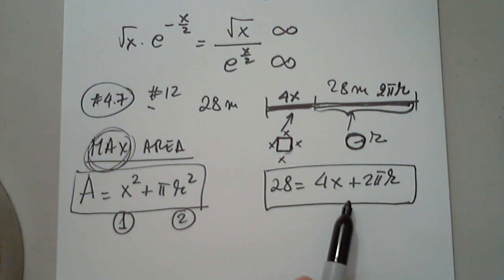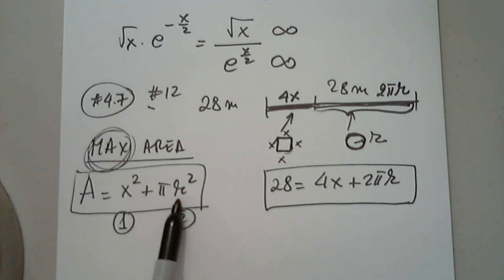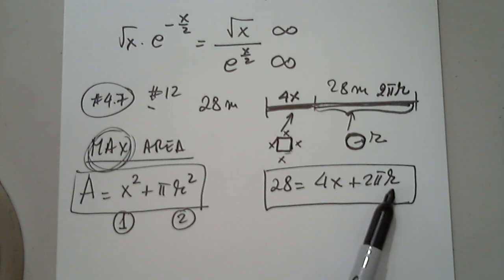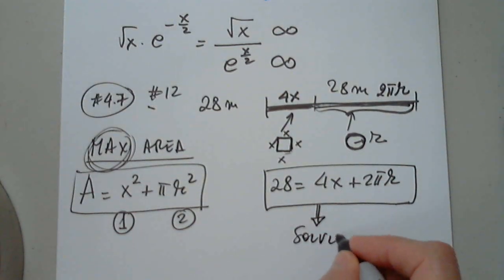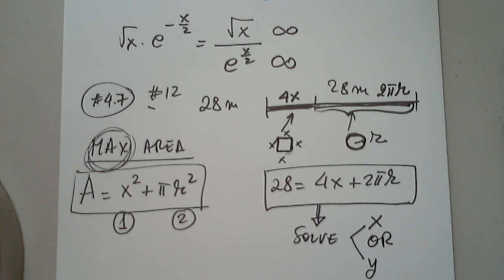Now we only have to make a decision. Do we want to get rid of x or we want to get rid of r? Whatever is easier. It doesn't matter. They're both linear. So you tell me what you want to get rid of, because from here, we must solve for x or y. I'm sorry, I meant r. So which one do you want to solve for?